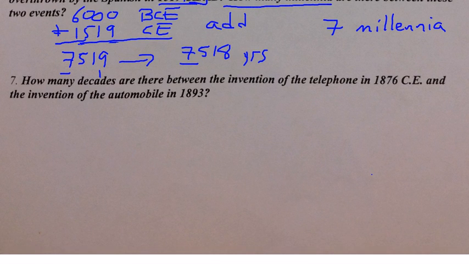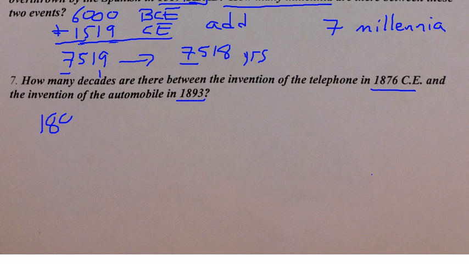Okay, and finally problem 7. How many decades are there between the invention of the telephone in 1876 CE and the invention of the automobile, also known as the car, in 1893? This one doesn't have a label, and if it doesn't have a label, we're going to assume that it's in the Common Era. Okay, so we have 1876 and 1893.